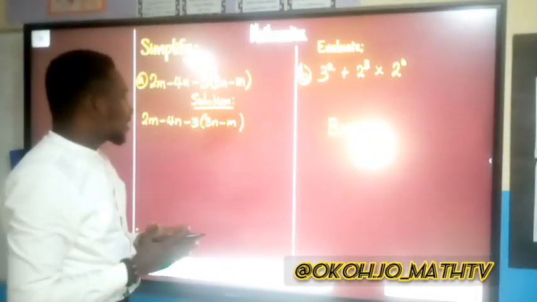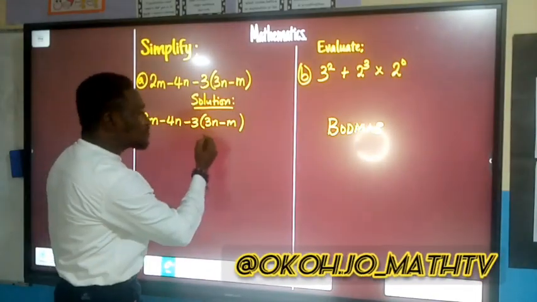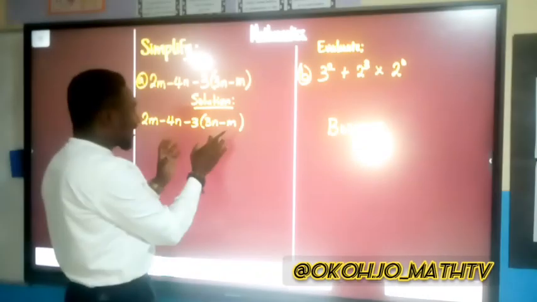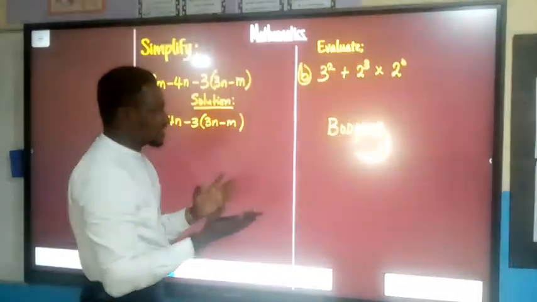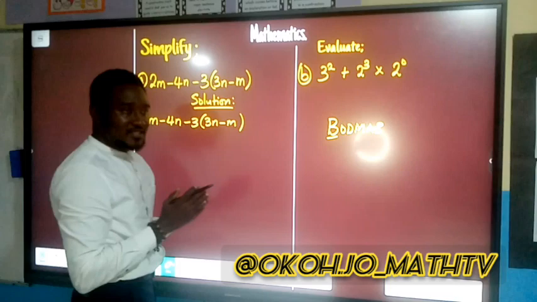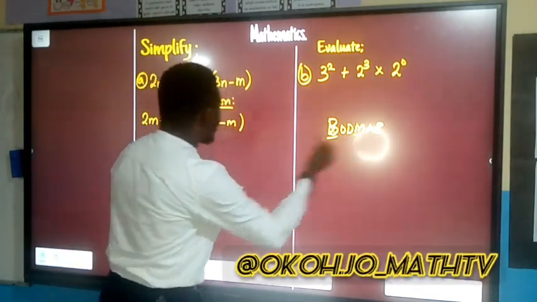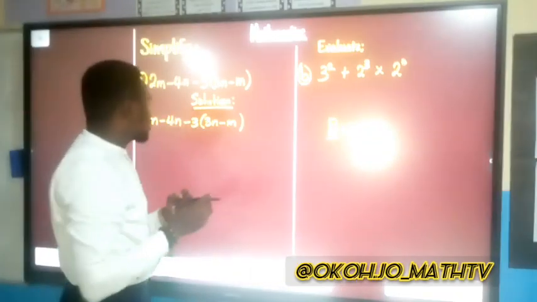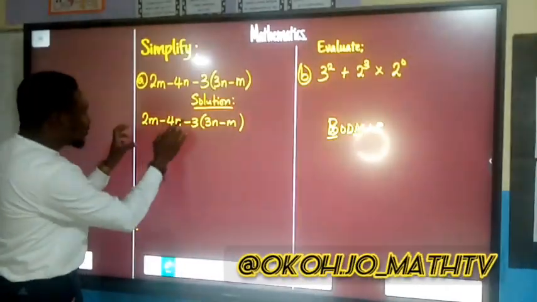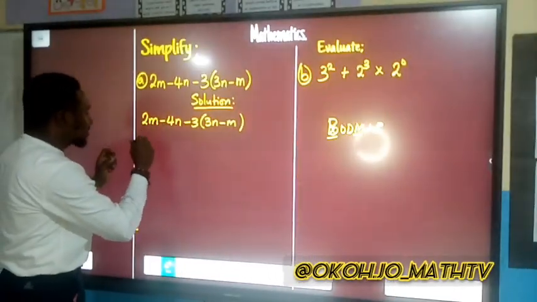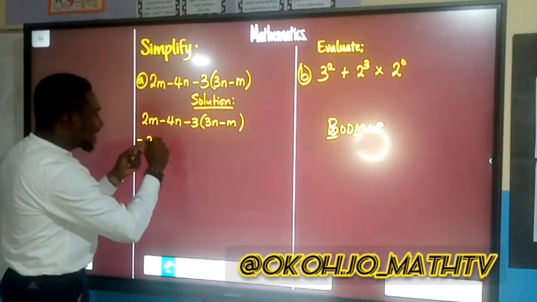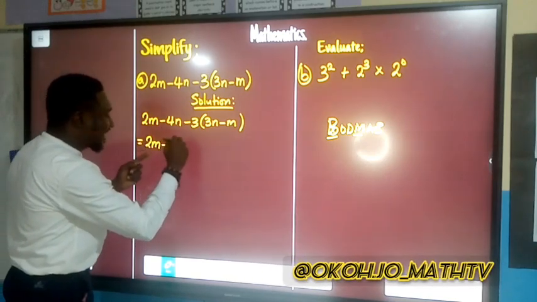Is that okay? Which means we should deal with the bracket first. We need to simplify or expand the bracket first, because this is brackets. Is that clear? Even if this is not there, we need to deal with what? Multiplication, and the bracket means what? Multiplication. So please bring down this 2n the way it is, 2n and minus what? 4n the way it is.